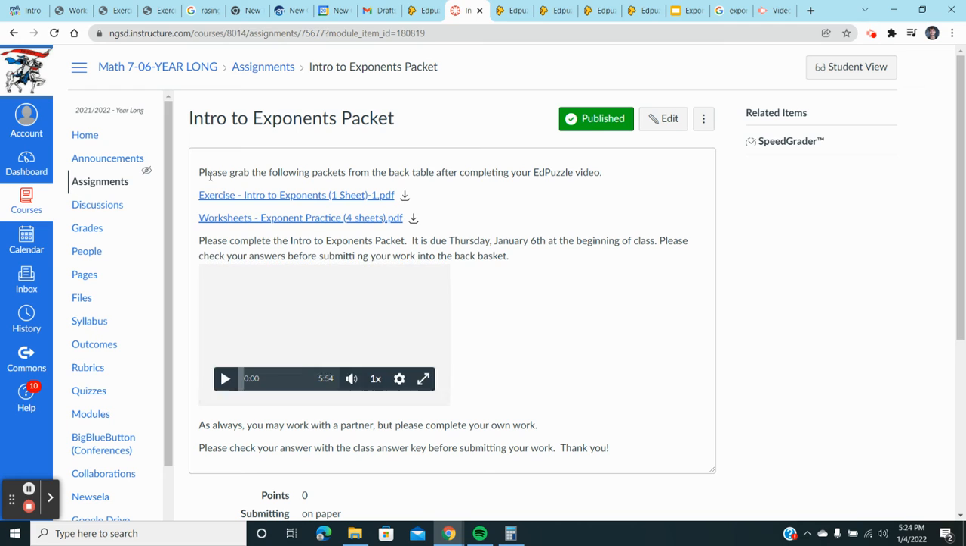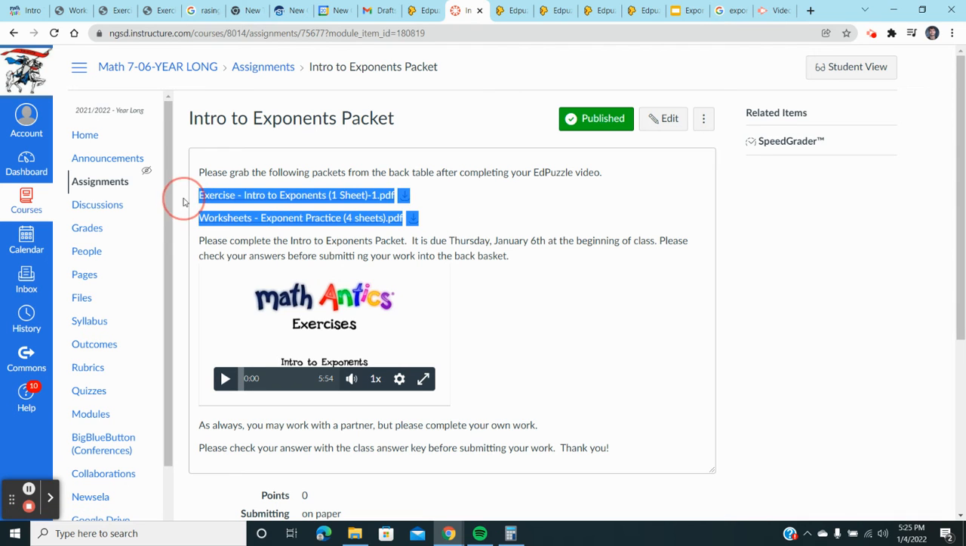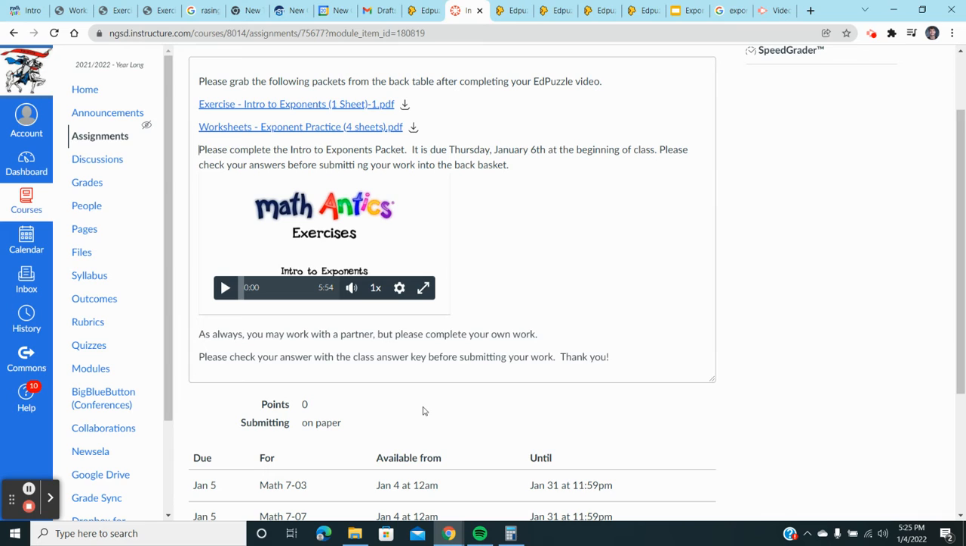So if you click on it, it says, please grab the packet from the back table. And if you're at home, I do have the PDFs attached right here. And I have a help video to complete the whole first page. So good news for you, if you are at all having some difficulty or just want to have someone to work along with, you can click right here on this help video.